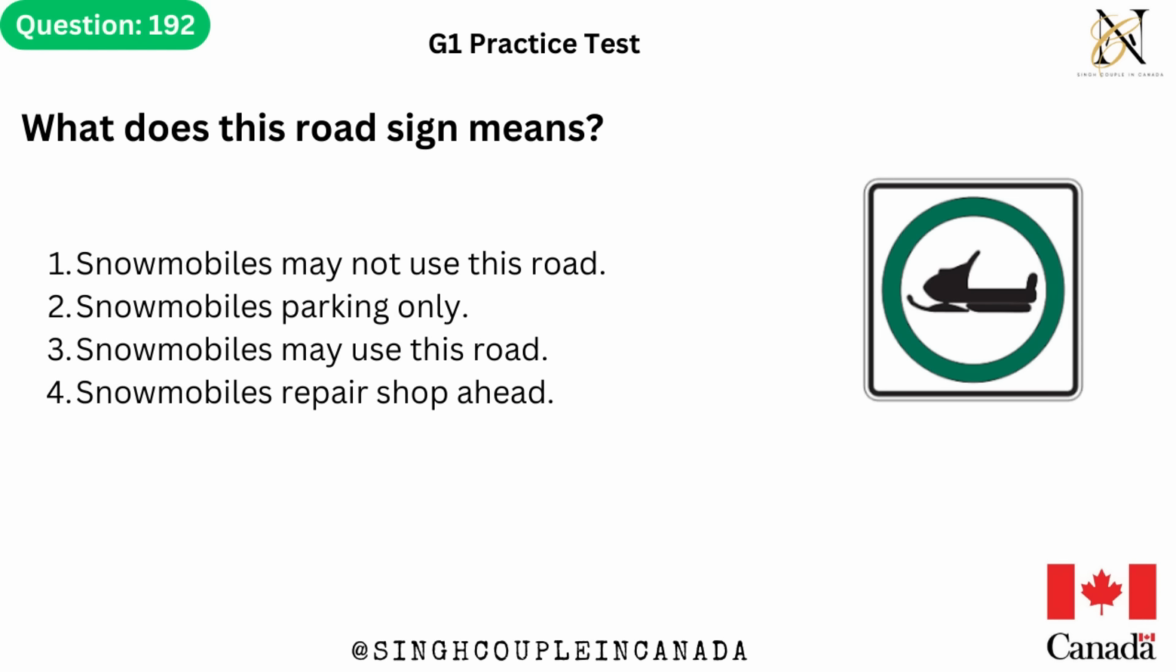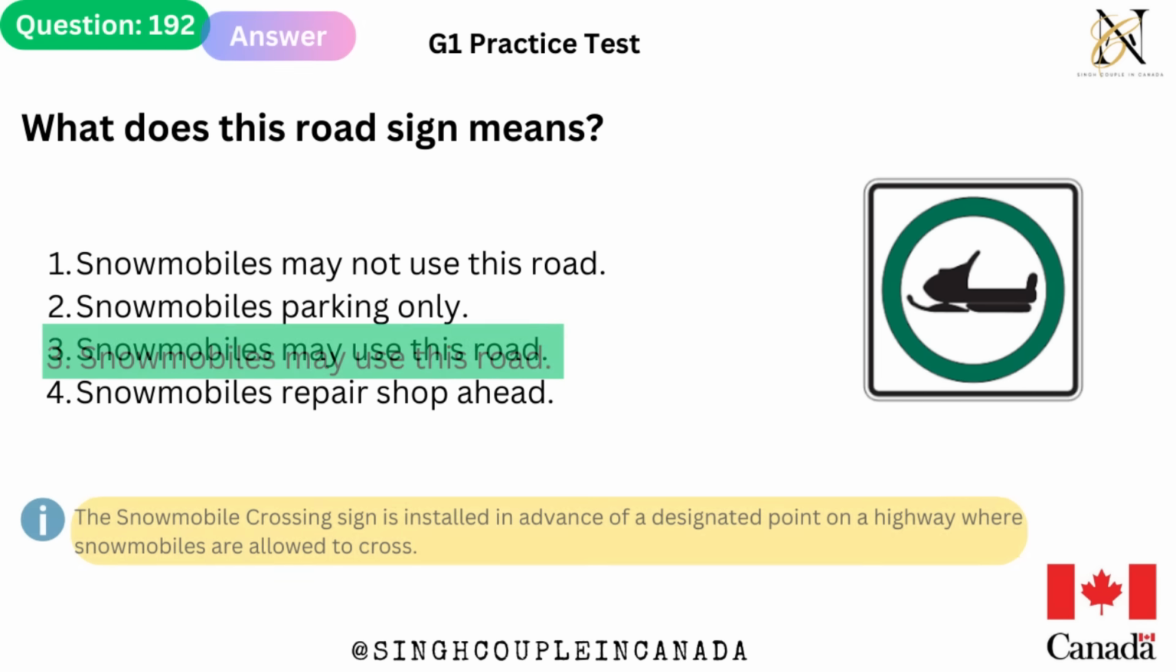What does this road sign mean? 1. Snowmobiles may not use this road. 2. Snowmobiles parking only. 3. Snowmobiles may use this road. 4. Snowmobiles repair shop ahead. The answer is 3. Snowmobiles may use this road. The snowmobile crossing sign is installed in advance of a designated point on a highway where snowmobiles are allowed to cross.